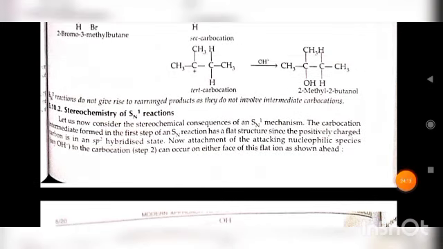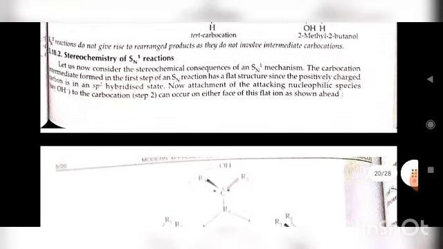Let us now consider the stereochemical consequences of an SN1 mechanism. The carbocation intermediate formed in the first step of an SN1 reaction has a flat structure, since the positively charged carbon is sp2 hybridized. Now the attachment of the attacking nucleophilic species, say OH negative, to the carbocation in step 2 can occur on either face of this flat ion as shown ahead.